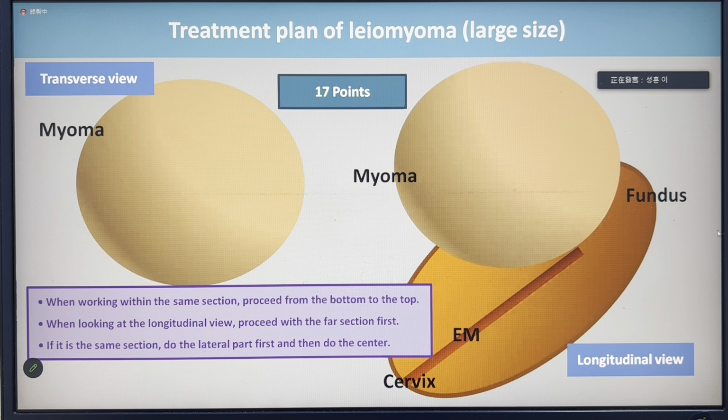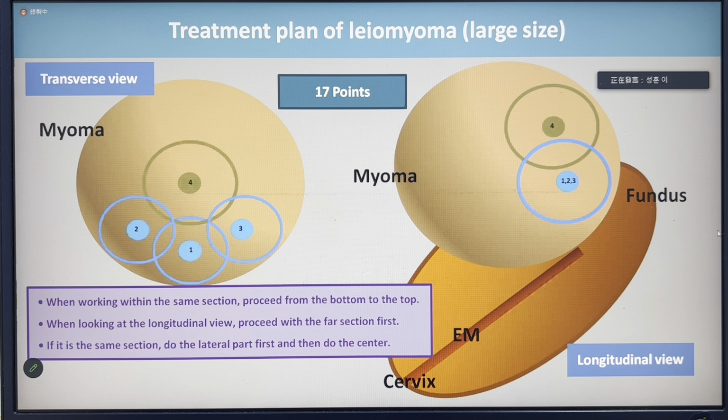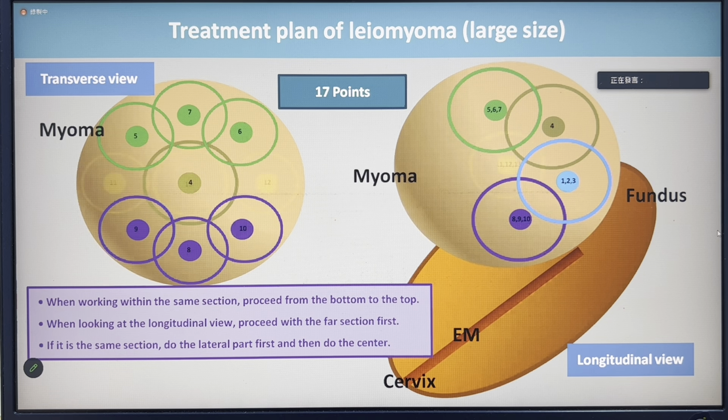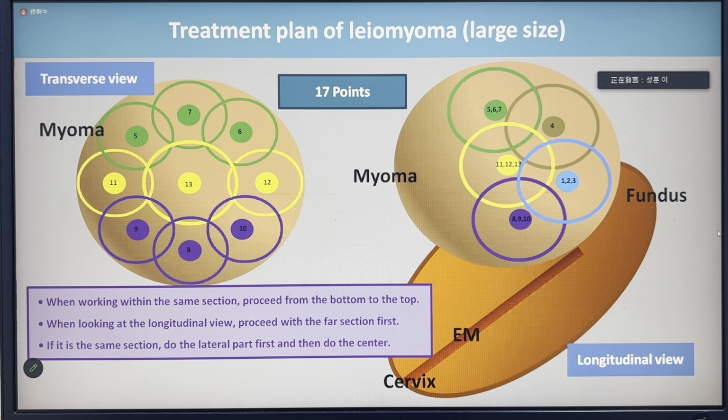In the case of large-sized myoma, a maximum of 17 points need to be ablated. In the same manner, bottom and far section and top are ablated successively, and then bottom and far section and top are ablated. Finally, ablate the nearest point.